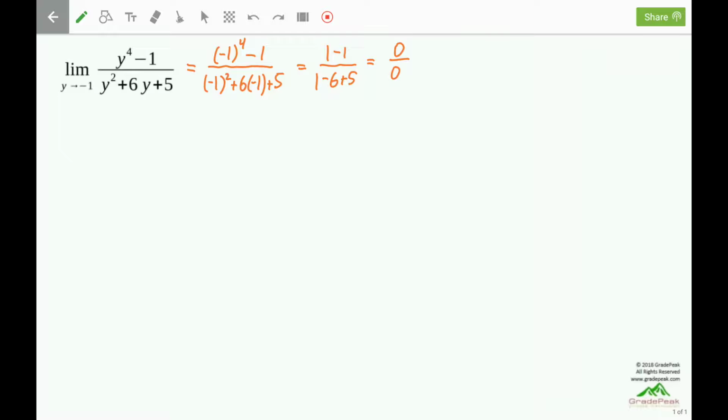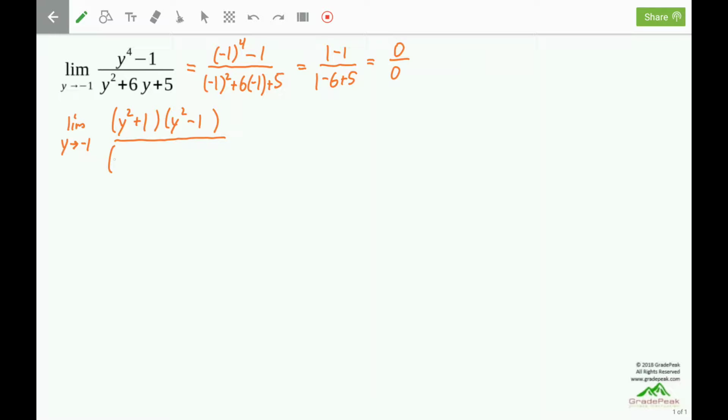Since these are power functions, we're going to try to do the factor and cancel method. So we will have limit as y goes to negative 1. The numerator is actually a difference of squares, though this time it'll be a y squared and a y squared, since it's y to the fourth. And it'll be y squared plus 1 and y squared minus 1.